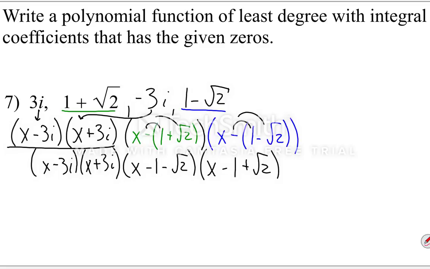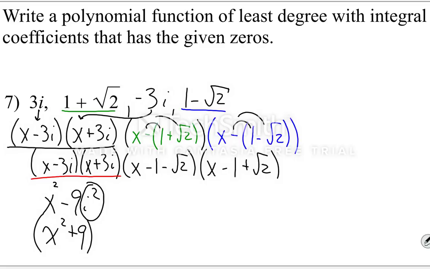So I'm going to then multiply the first two binomials, the 3i's. And because of the shortcut that we've been doing, I get x squared, and then that's really minus 9i squared. But because i squared means negative 1, we get x squared plus 9. Okay? Then I have these two trinomials. So I have this trinomial and I have this trinomial here. And I need to multiply those together.